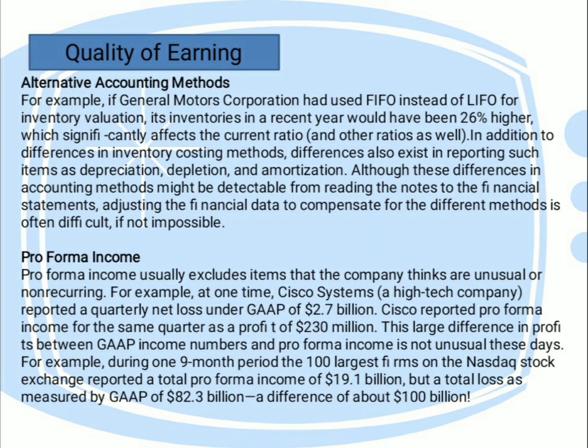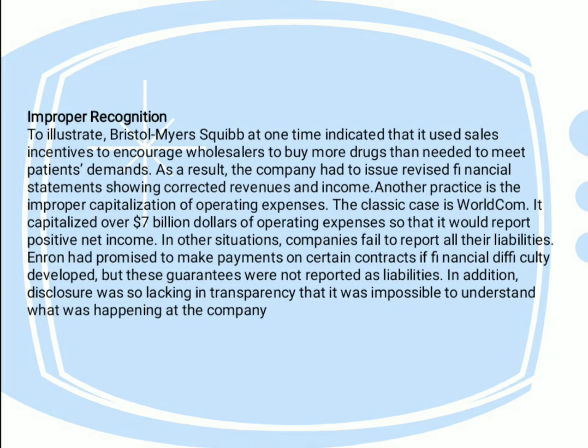Pro forma income. Pro forma income usually excludes items that the company thinks are unusual or non-recurring. For example, at one time, Cisco Systems, a high-tech company, reported a quarterly net loss under GAAP of 2.7 billion US dollars.